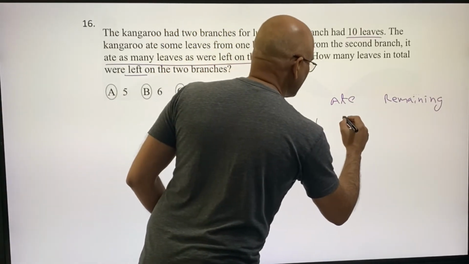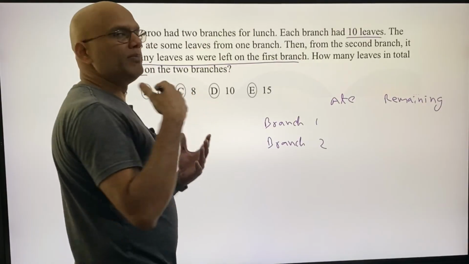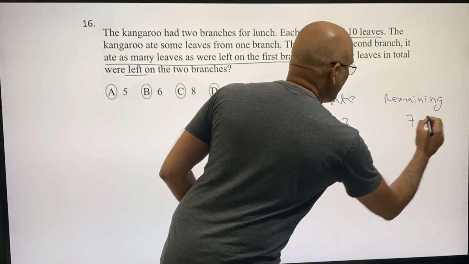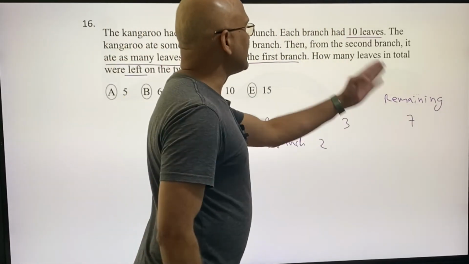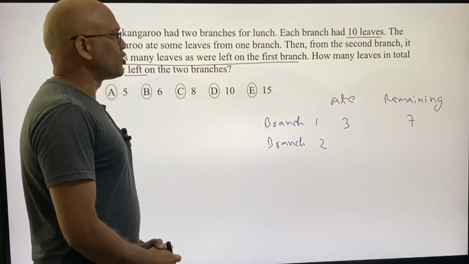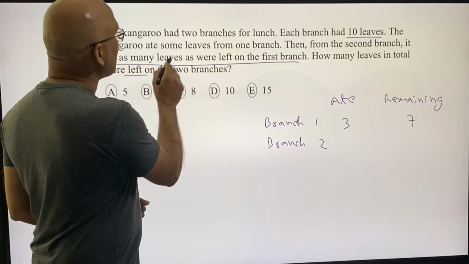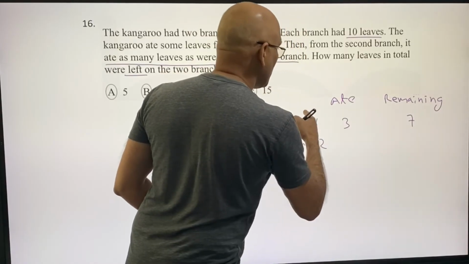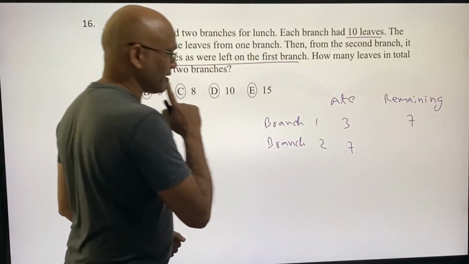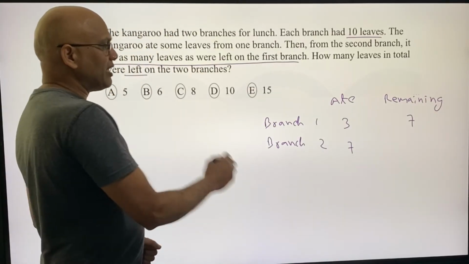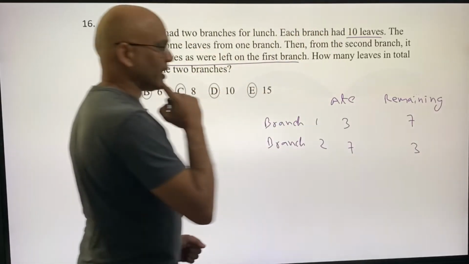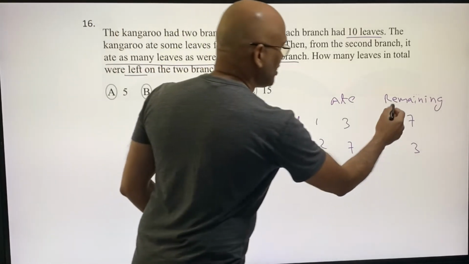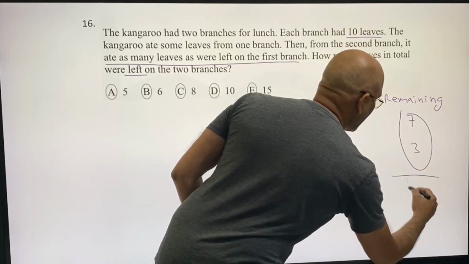Suppose it ate, we can pick a number between 1 and 10, let's say 3. It ate 3, then on branch 1, 7 will be remaining, right? Because 3 plus 7 is 10 and there are 10 leaves on each branch. On branch 2, it says it ate as many leaves as were left on the first branch. There are 7 left on the first branch, so the kangaroo must eat 7 from the second branch, right? Because that's what it says here. Now, if it eats 7, there will be 3 remaining. Now, it says how many leaves in total were left on the 2 branches. So the remaining is 7 plus 3 is 10.